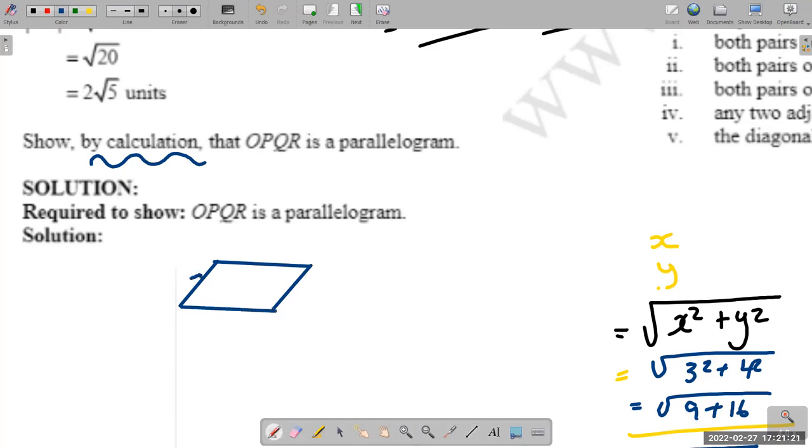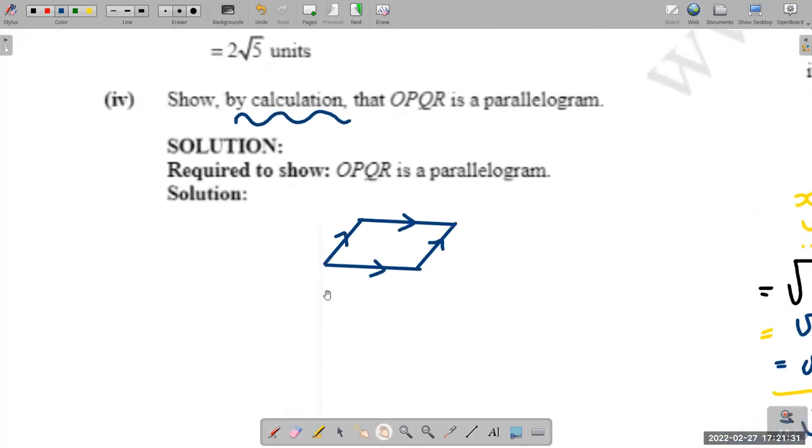We have this side is parallel, this side is parallel, this side is parallel, this side is parallel to each other. And if you remember the law, how do we know if 2 sides are parallel?